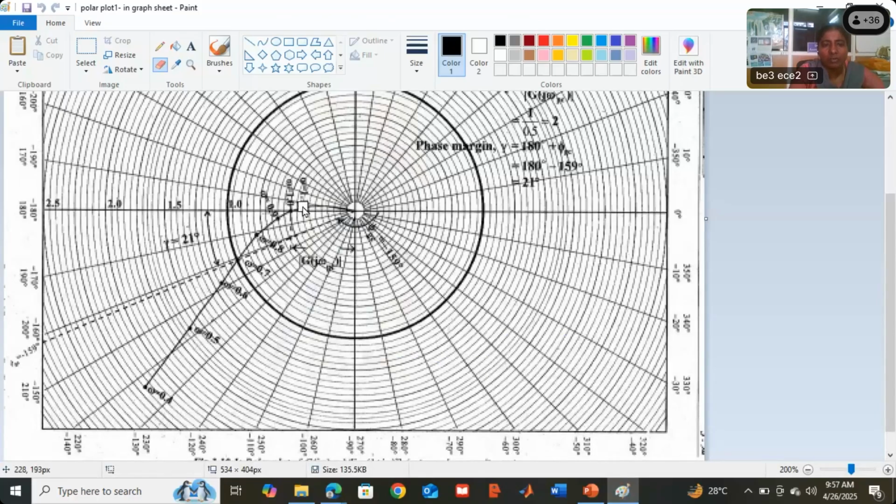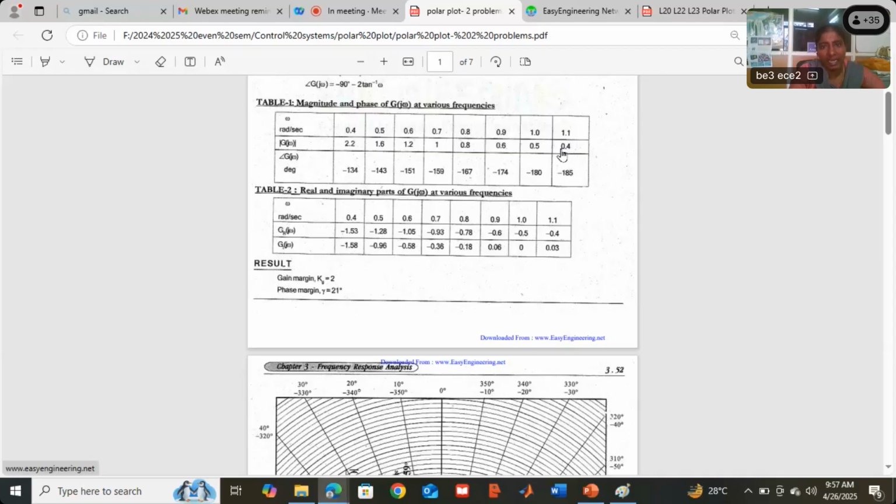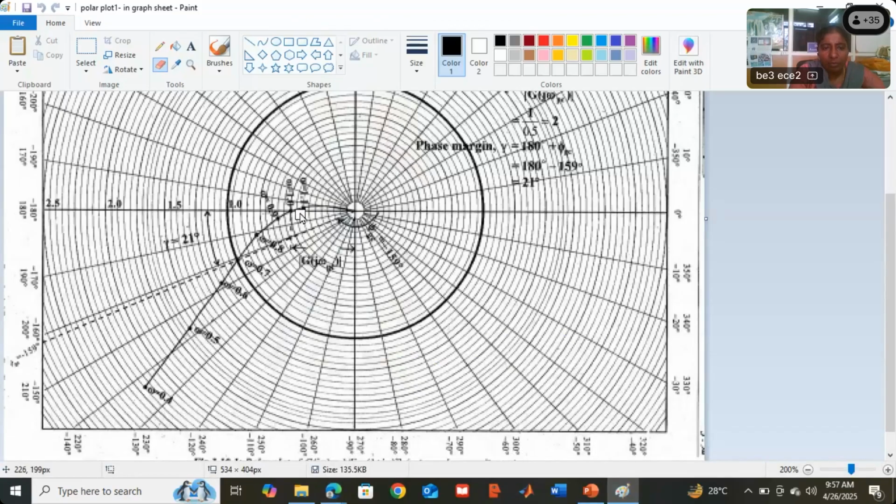Now in the center of that, minus 185 they have taken, and the magnitude they have taken as 0.4. In the calculation we got 0.4. So magnitude 0.4 they have marked somewhere here. This is 1.0, so at the center somewhere we can take 0.5. So this value becomes 0.4. The circle is 0.4 and the radial line phase angle is minus 185 at omega value 1.1.